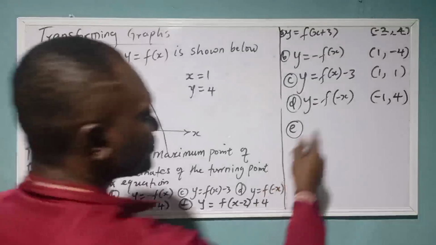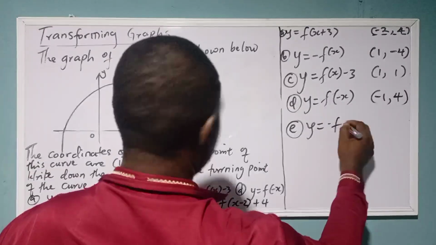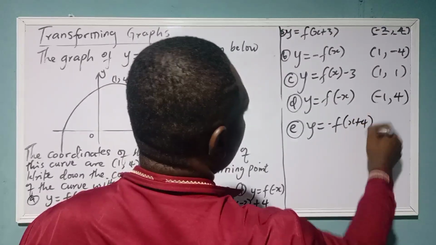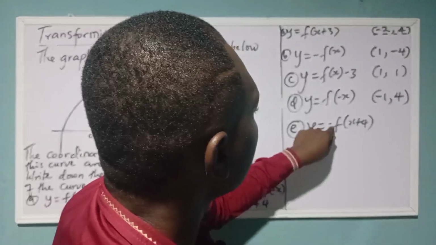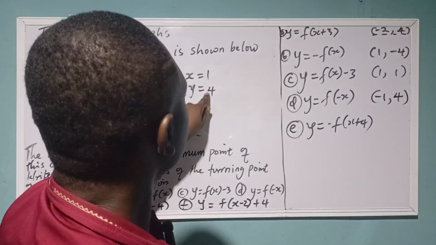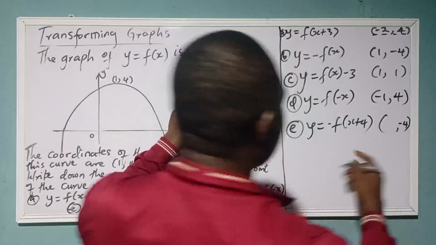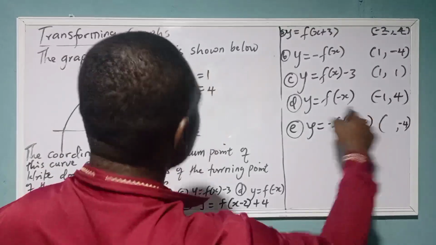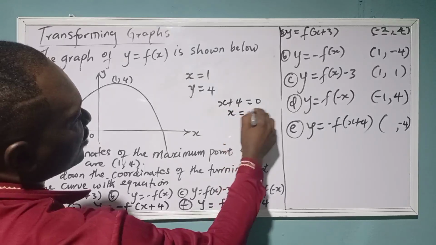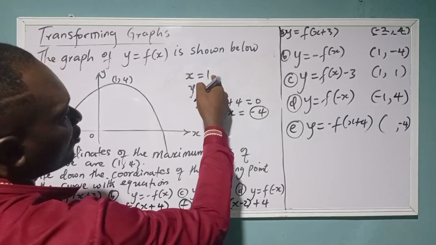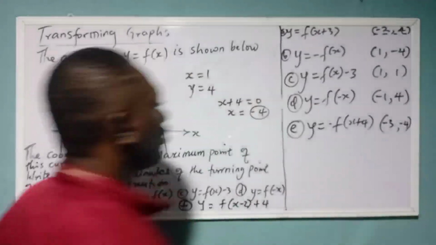Okay, so let's see. For E, y is equal to minus f of x plus 4. Now, what is happening here is that y is affected. That means since it's minus, we are going to take the opposite of this, which is minus 4. So let me just put that one here first, minus 4. And then for x, there is plus 4 inside the bracket. That means it will now be minus 4, so we are taking away 4 from the value of x. So 1 minus 4 will give you minus 3. So this will be the new coordinate.